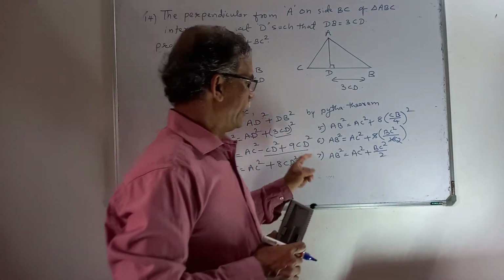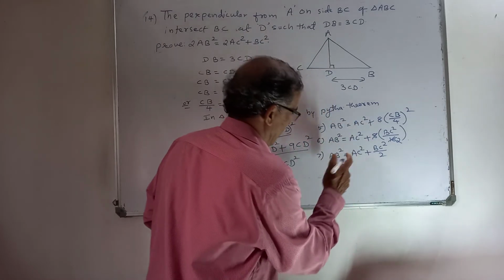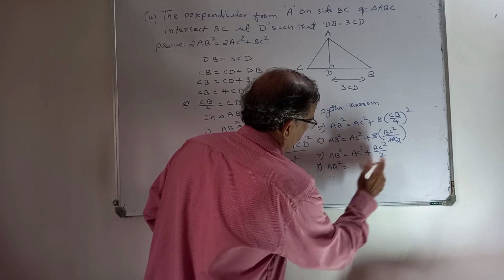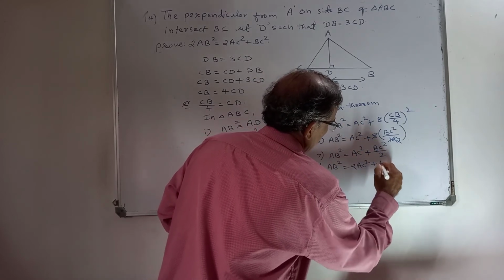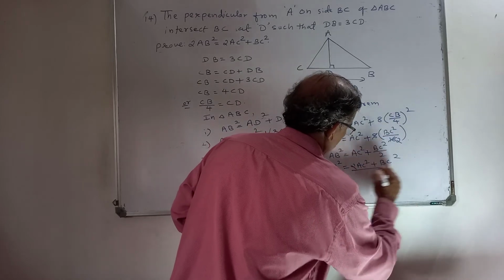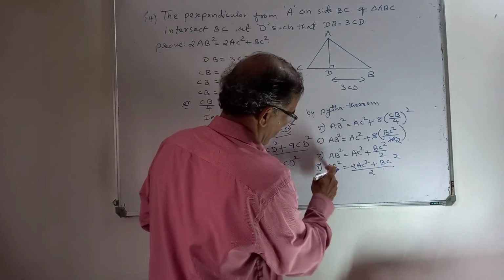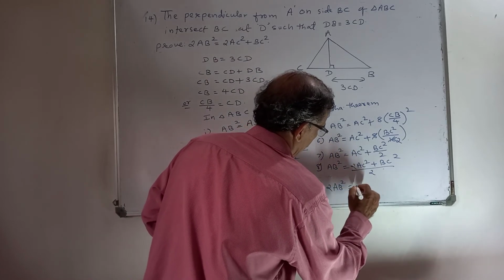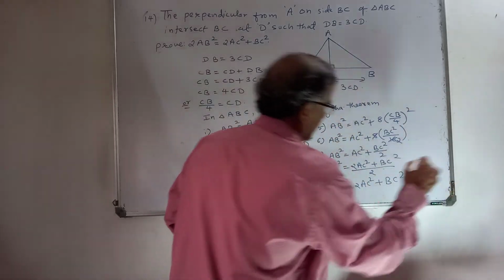Now make the denominator common on the right hand side. So we can write AB square is equal to 2AC square plus BC square, whole upon 2. And this 2 will come to the left side. So 2AB square is equal to 2AC square plus BC square.